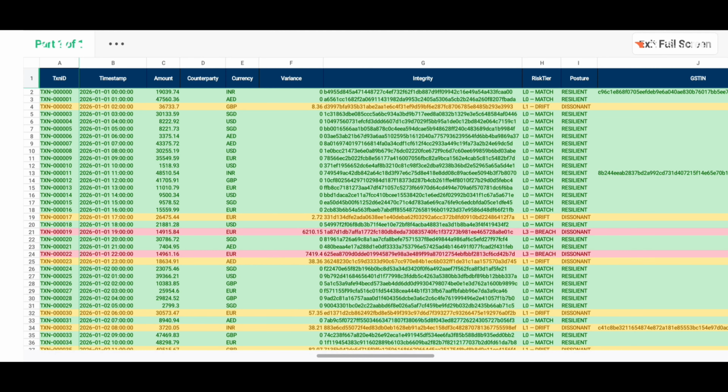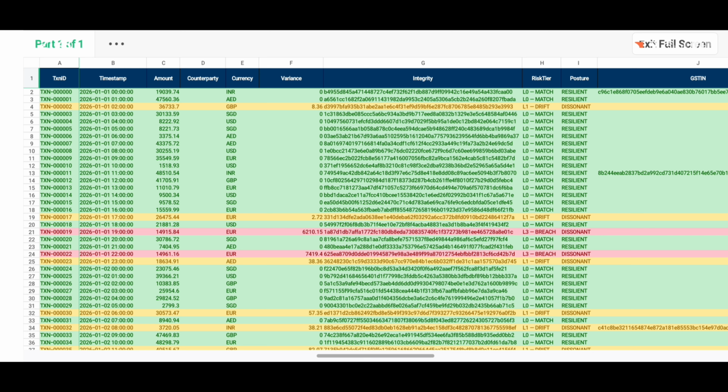What you are looking at is the Sovereign-DRG forensic lattice. We are visualizing the entire 30-column architecture of truth for 1.5 million transactions simultaneously. No scrolling, no hidden data, just deterministic certainty.